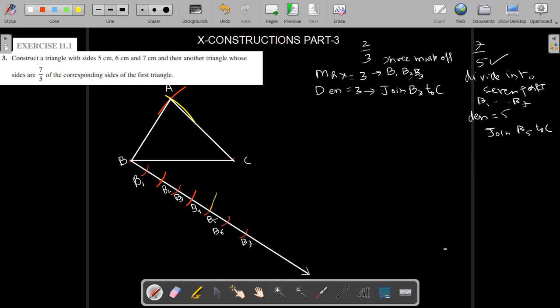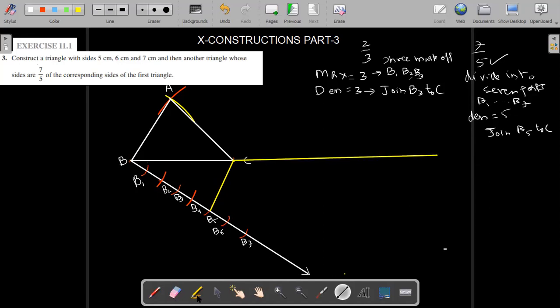You have to join here B5. Are you understanding? Just these two things, if you remember, you cannot draw wrong. Here, the triangle will be outside this, so that's why we have to extend this line. Here we have to extend this line.